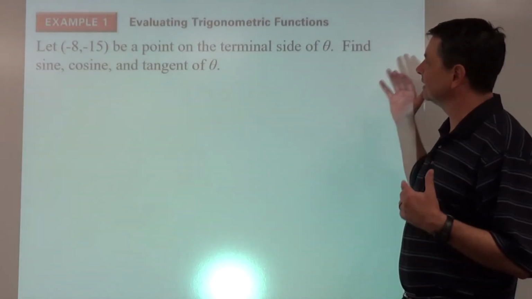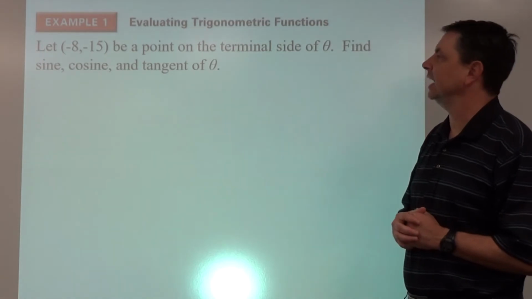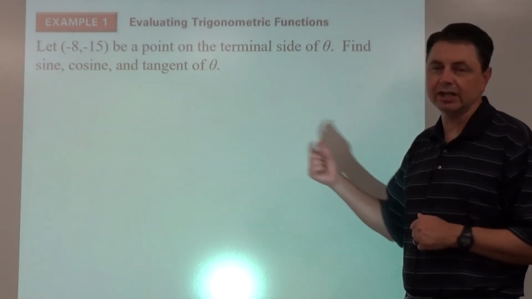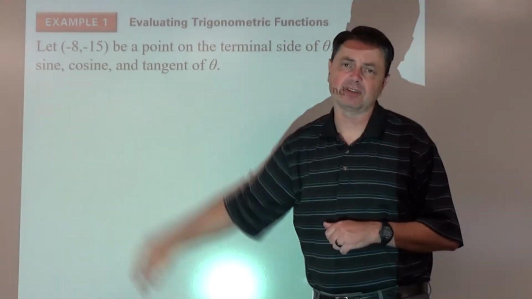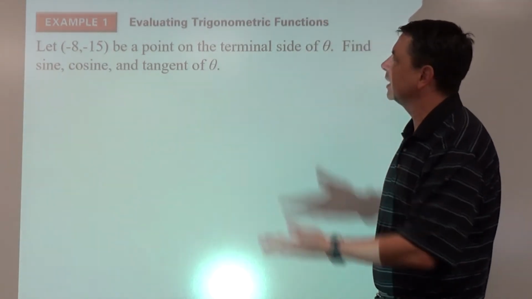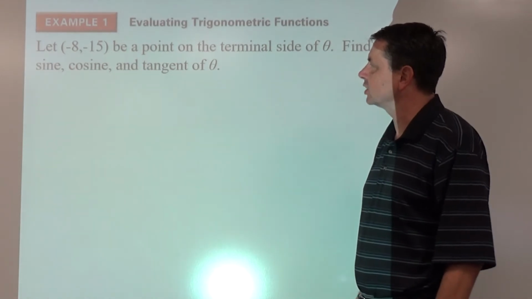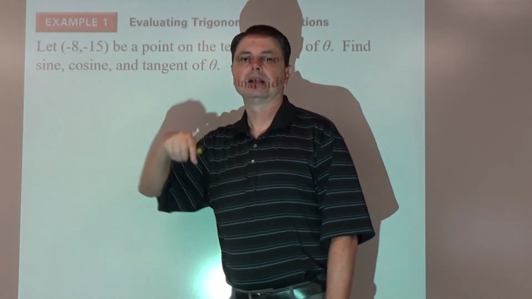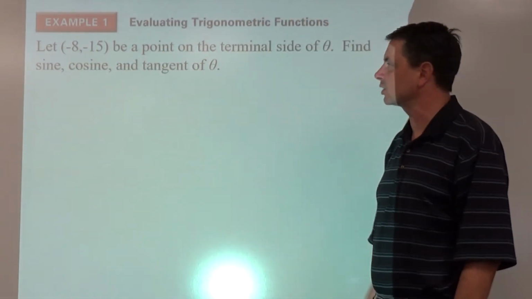So if we've got a point that is on the terminal side of an angle, can we find sine, cosine, tangent? And if we could find those three, we could definitely find the other three as well if we needed to. So let's think about this in terms of a sketch. Which quadrant would this be? Let's sketch it there in the correct quadrant.